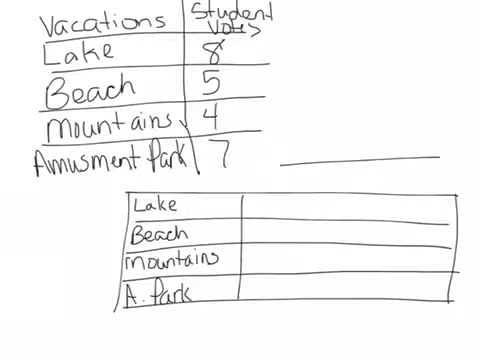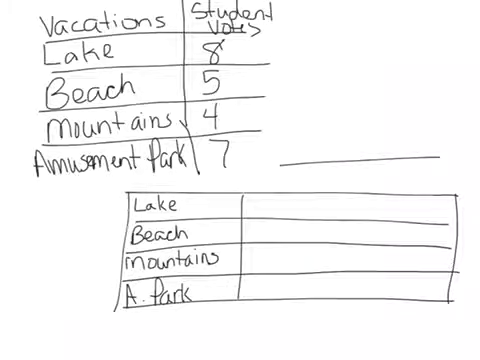Okay, good job. All right, now I want you to look at this data set. I surveyed my students to ask them where they'd like to go for vacation. I had 8 students who said they'd like to go to the lake, 5 that said the beach, 4 that said the mountains, and 7 that said the amusement park. What I want you to do now is push pause on your video, and take this data set and turn it into a pictograph down here.